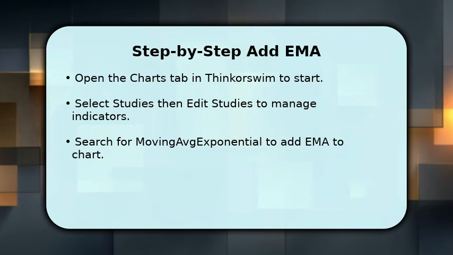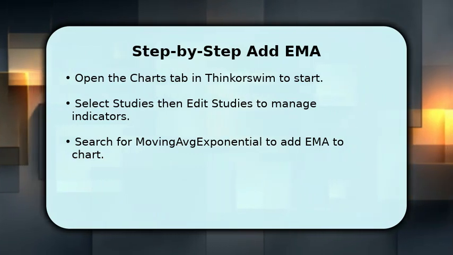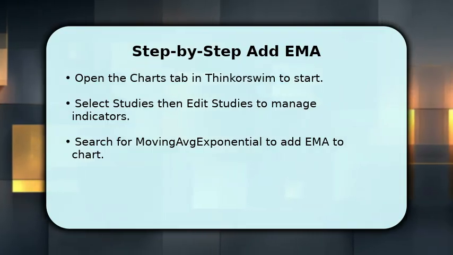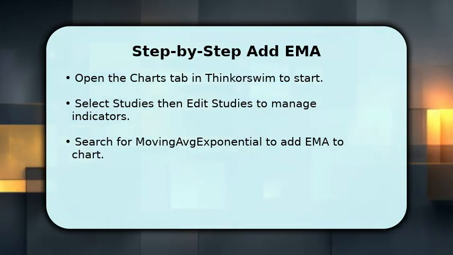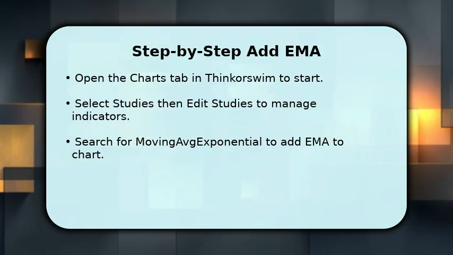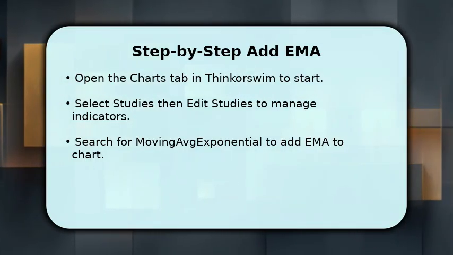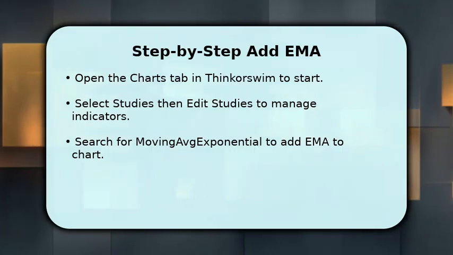To add an EMA, start by opening Charts and entering the Studies editor, then search Moving AVG Exponential and add it to your workspace. Set the length, source, and color so it stands out against price bars. Apply the EMA to the right price axis or the main chart depending on preference.